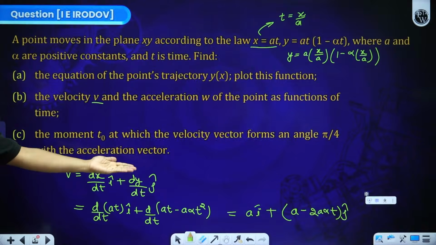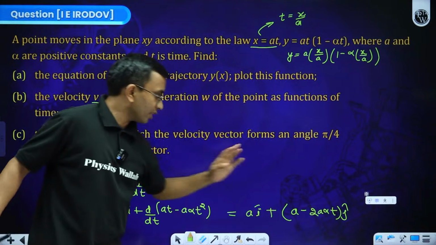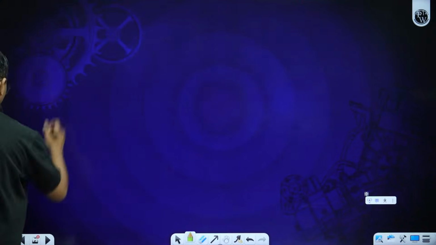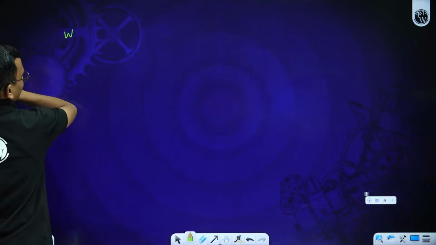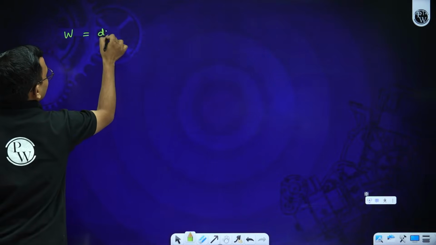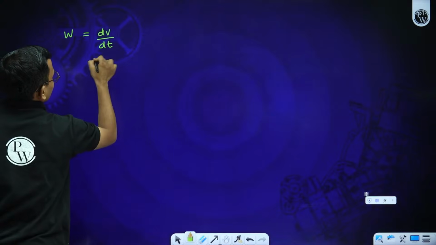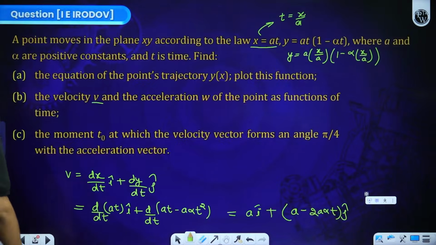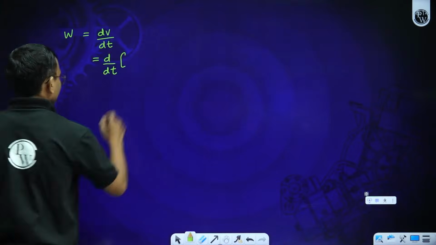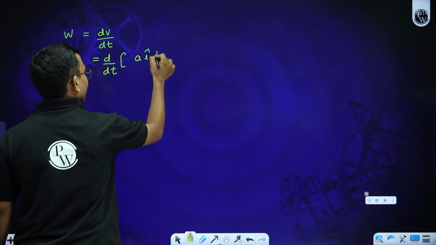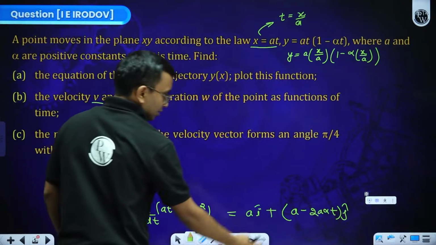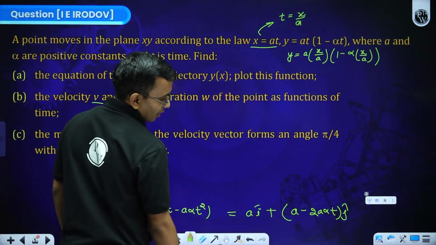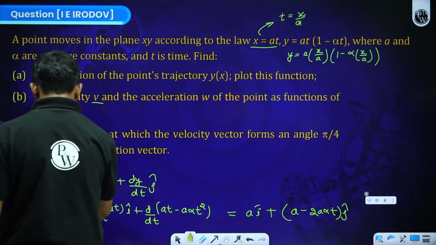I need acceleration also. For acceleration, you can differentiate this velocity again. Acceleration they are denoting with W. So dv by dt, that is d by dt of v. What is v? a i cap plus a into 1 minus 2 alpha t j cap.